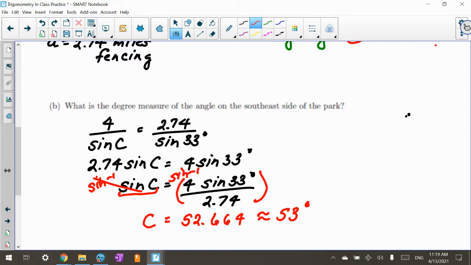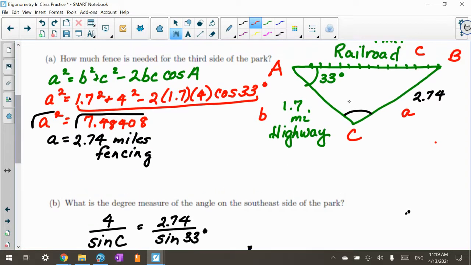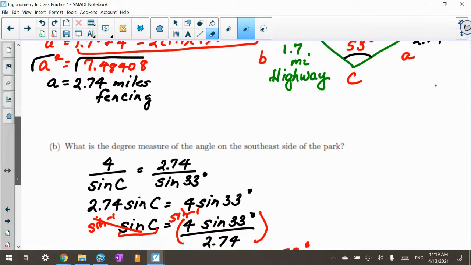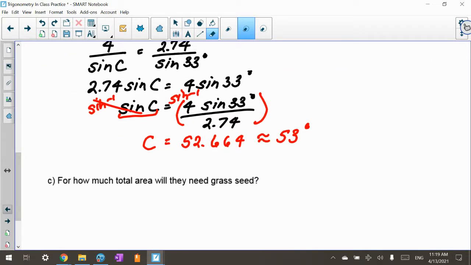Okay, so now I know the angle down here is 53 degrees. If they wanted to know this angle, that would be easy. I would just add those two, subtract it from 180, but they didn't. They just want to know that one angle there, okay? So let's look what we have to do for the last. It says how much total area will they need grass seed for, okay? So I have to actually find area.